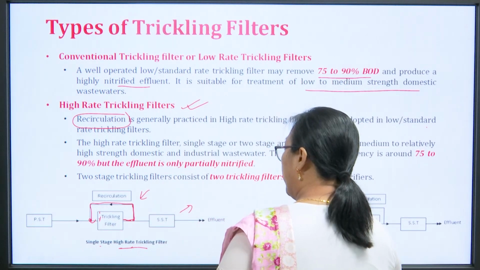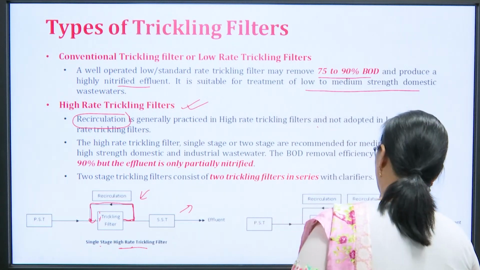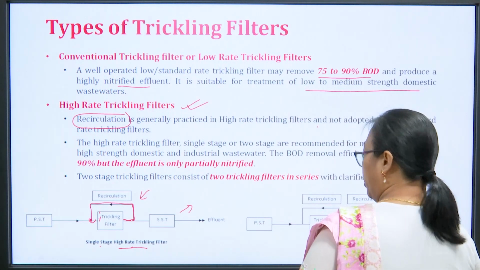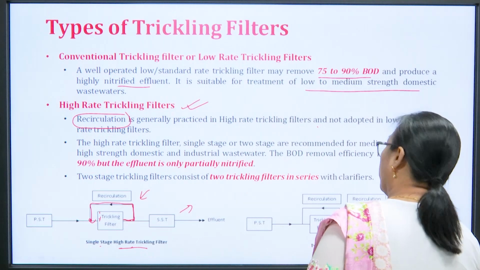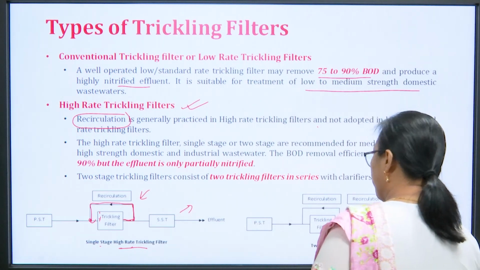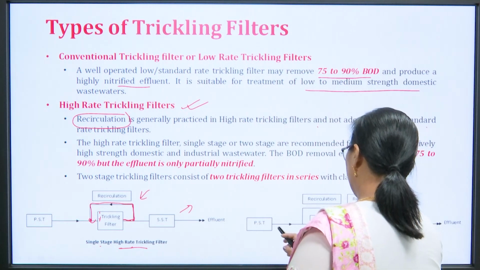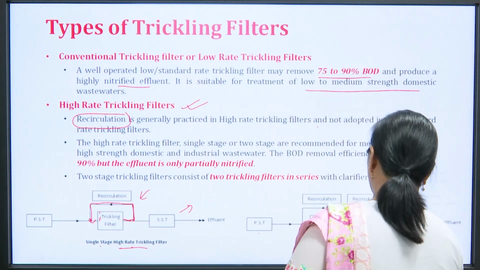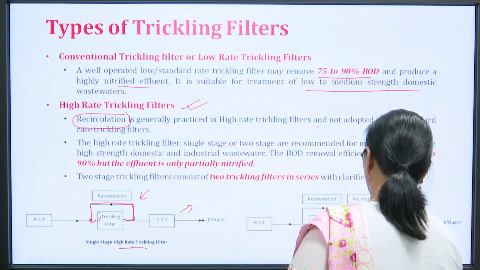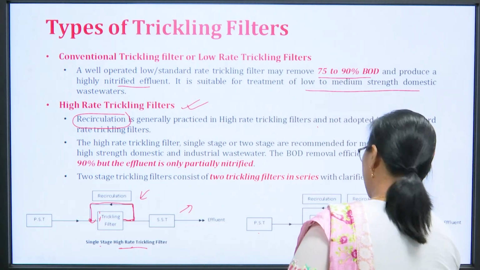We may have a single stage, two stage, or however many trickling filters you want according to the need. You are the engineer, you decide how many trickling filters you want in series. We may have a two stage trickling filter: between the primary sedimentation tank and the secondary sedimentation tank we have two trickling filters. Two stage means two trickling filters with recirculation.